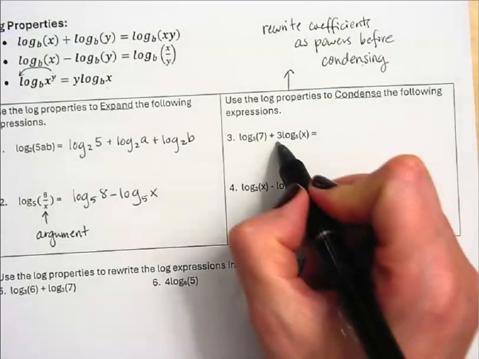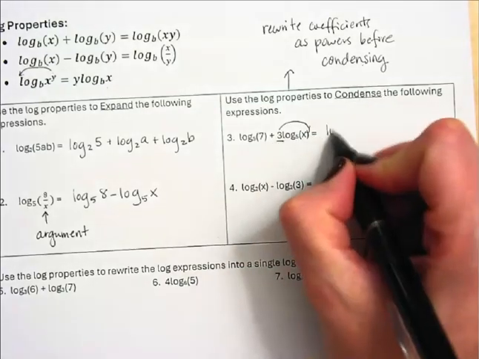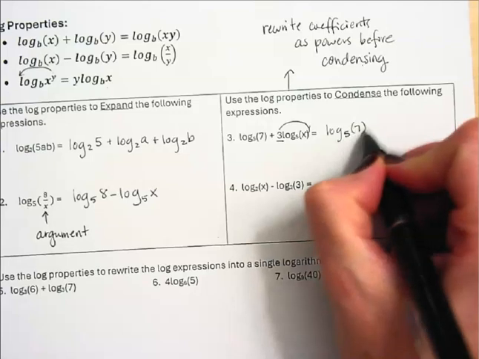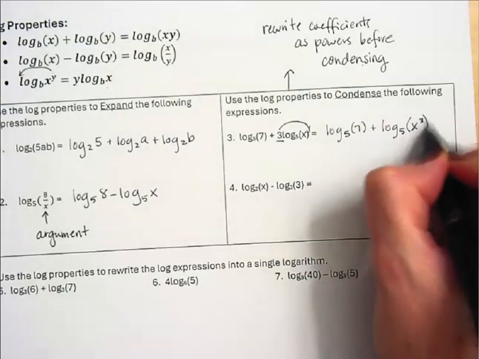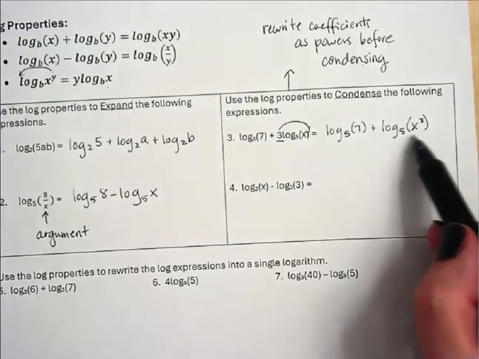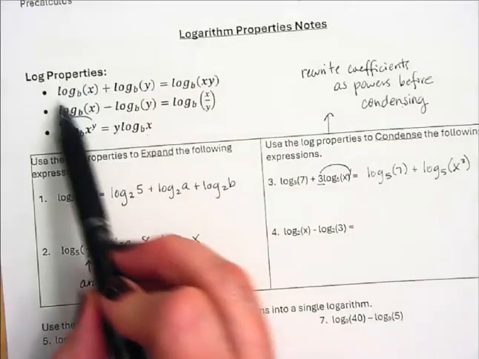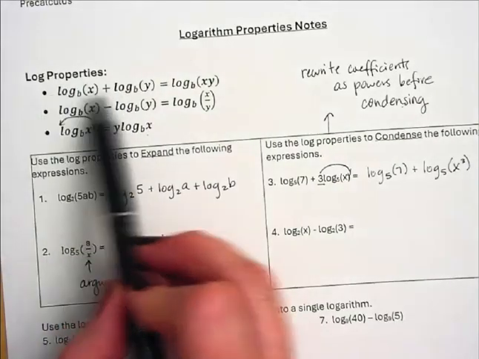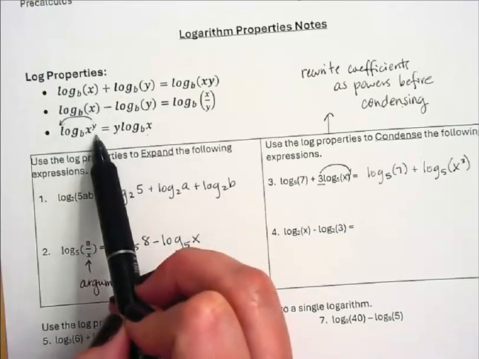So I'm going to take this coefficient, rewrite it as a power here. I'm not changing the first log at all. And now that I've done that, I have no more coefficients in front, because these properties over here do not have coefficients in front of them. So you have to handle them using the power property before you can condense.